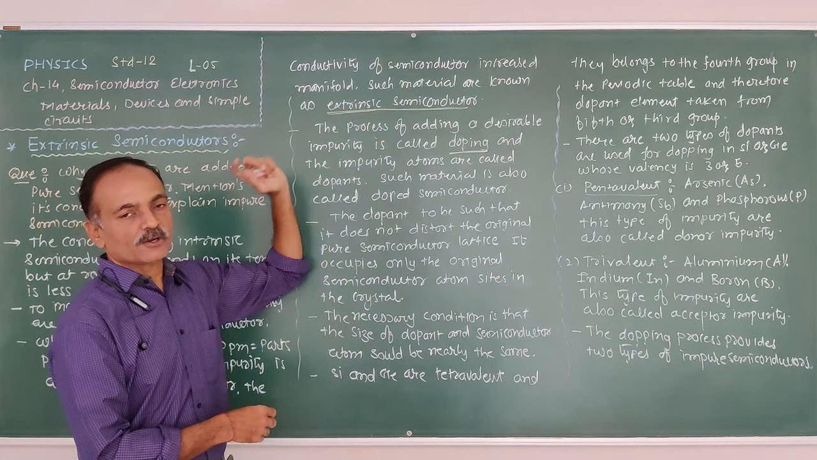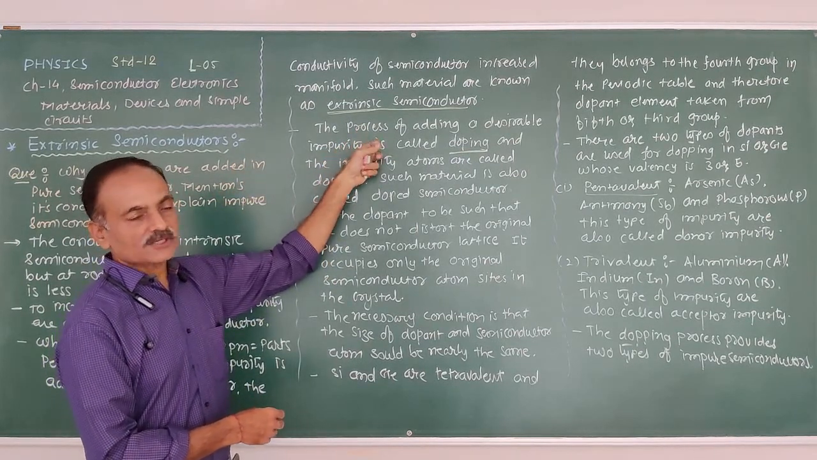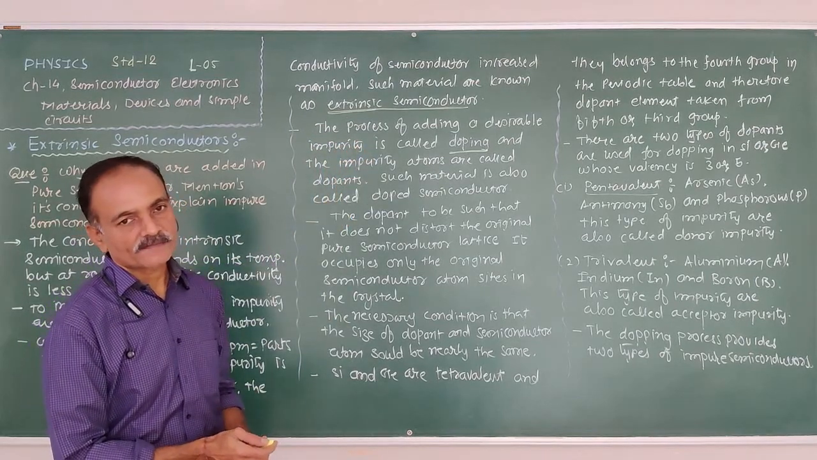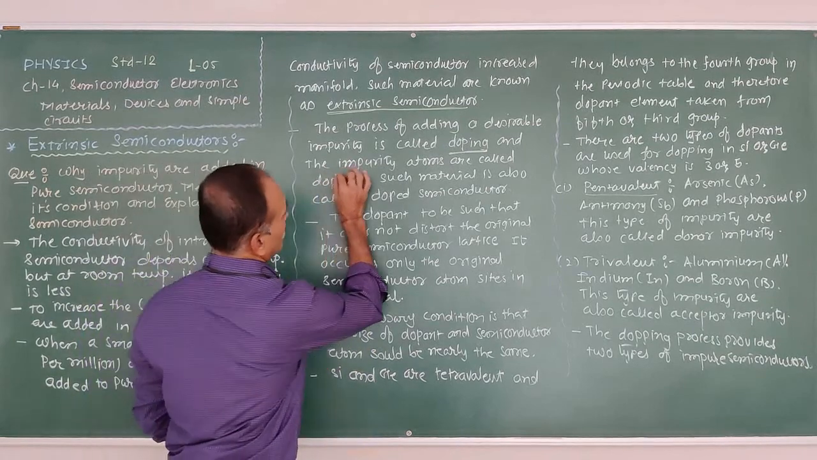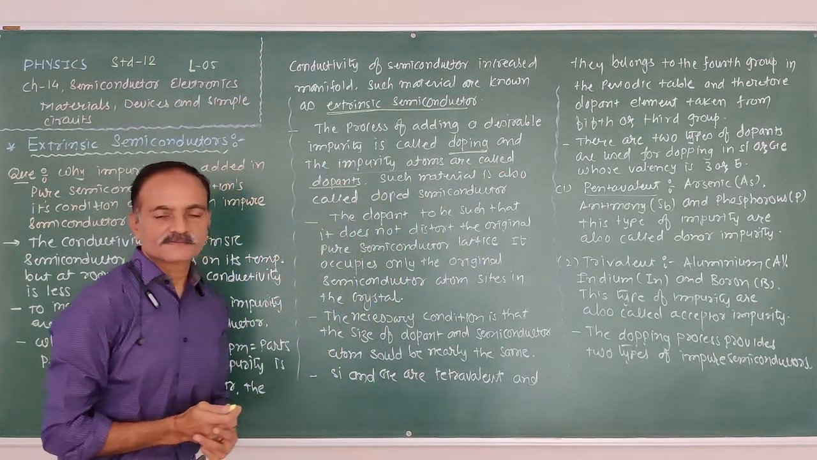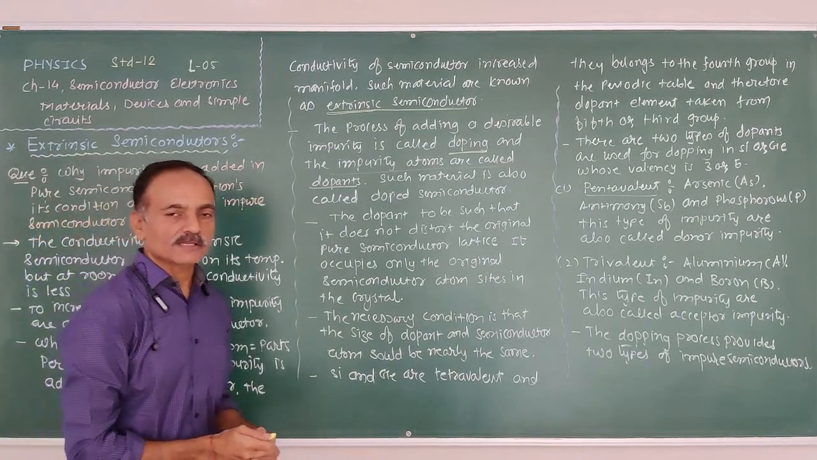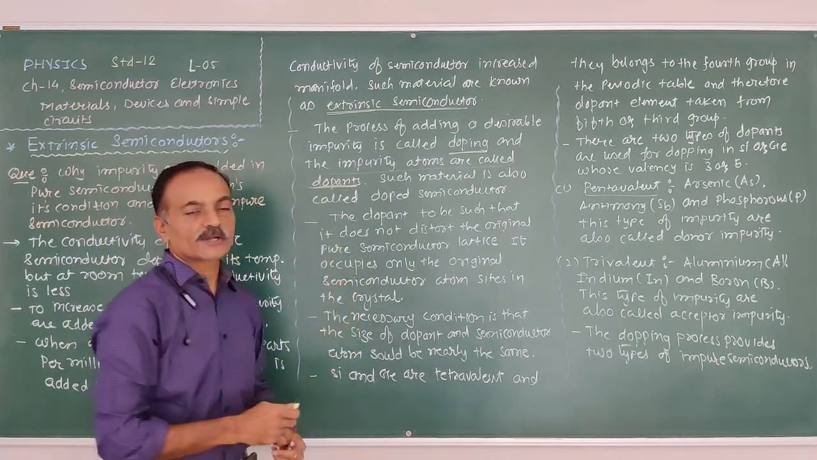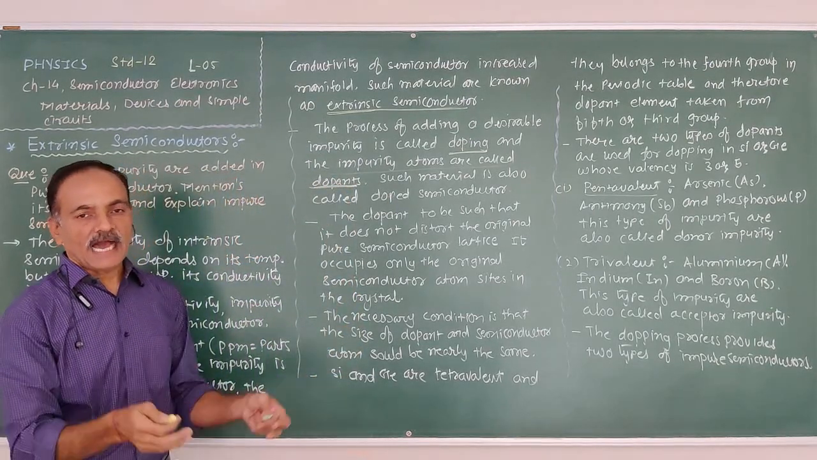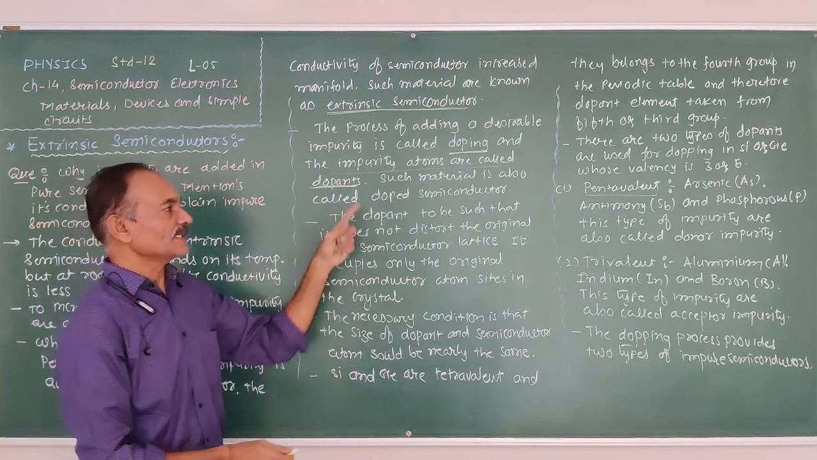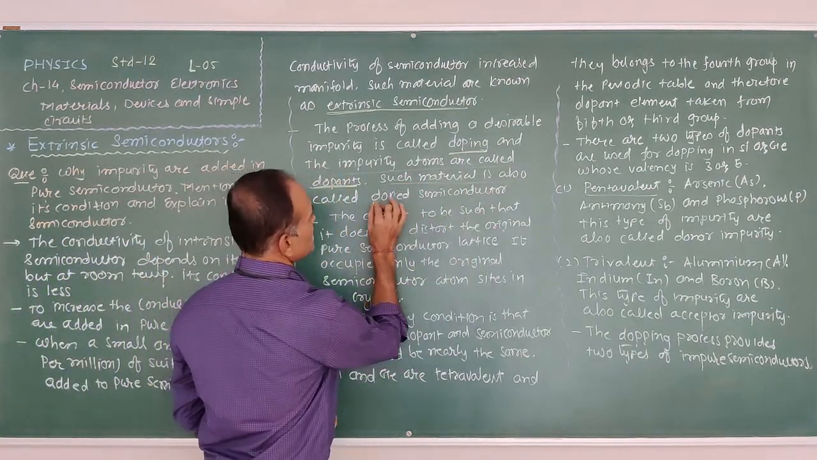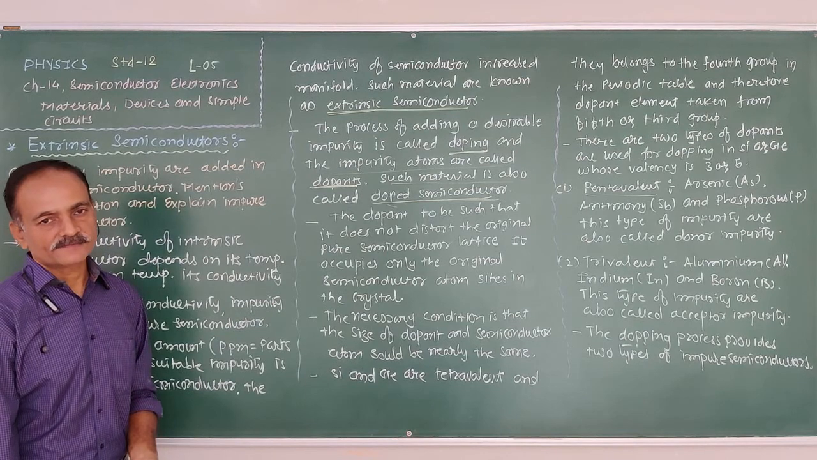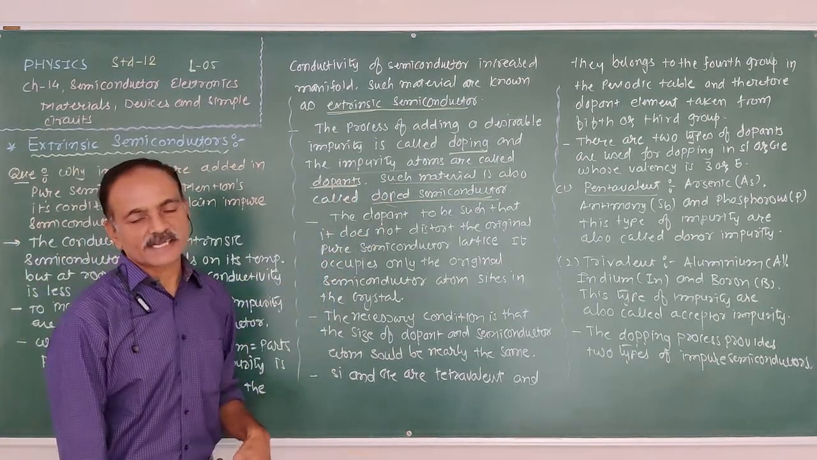Again, the definition of doping: the process of adding a desirable impurity is known as doping. And the impurity atoms are known as the dopants. What are the atoms added as impurity? These atoms are known as dopants. And after adding the impurity, whatever material is obtained is known as the doped semiconductor.